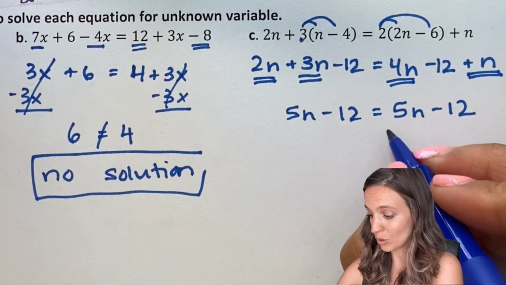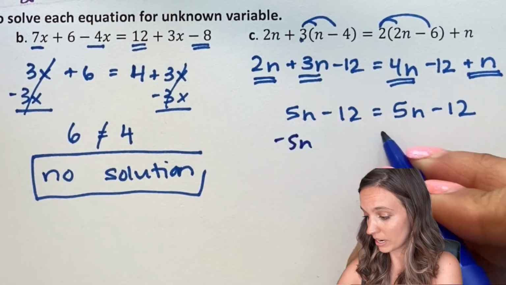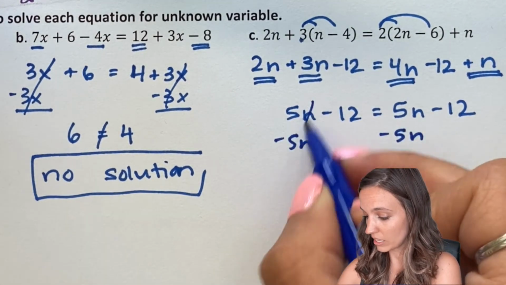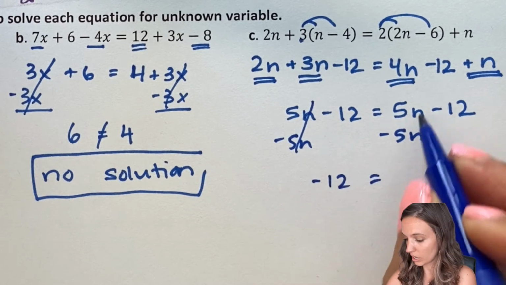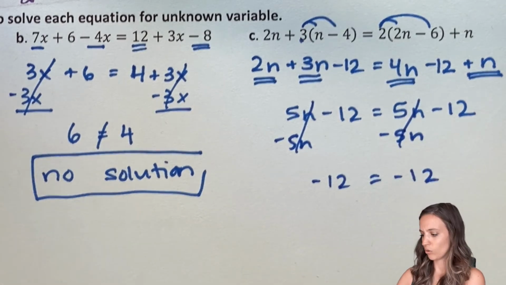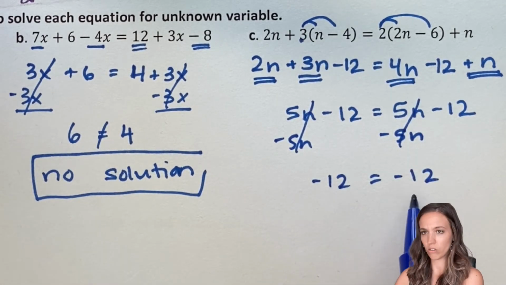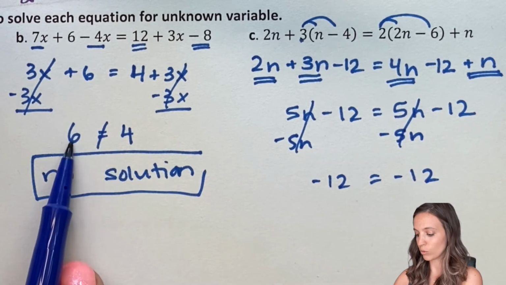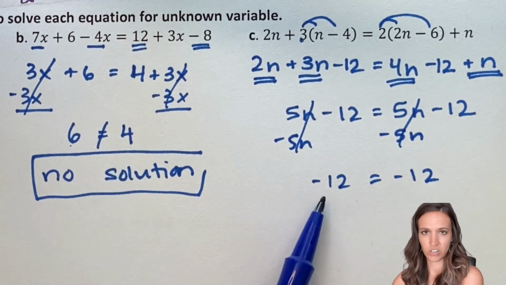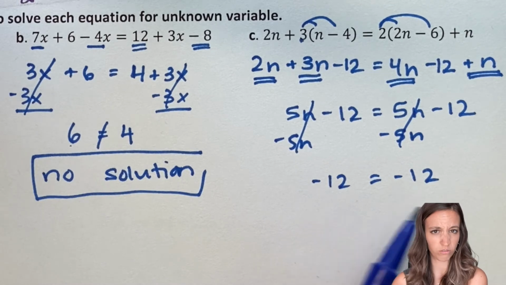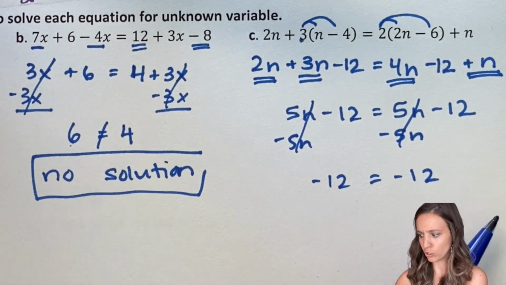So I'm just going to move this 5n to the other side. So minus 5n, minus 5n. This would cancel, minus 12 equals, this would cancel, minus 12. So negative 12 equals negative 12. Well, before we had 6 equals 4 and we said no solution. Does negative 12 equal negative 12? That's actually a true statement.